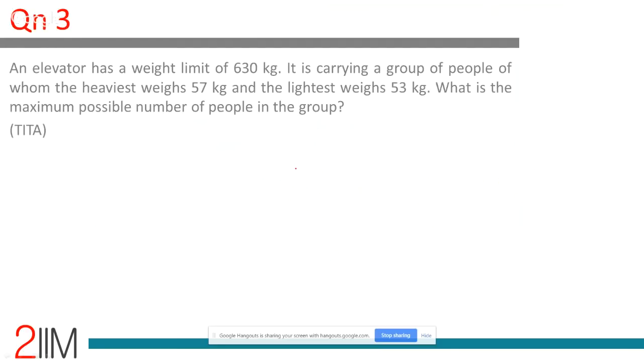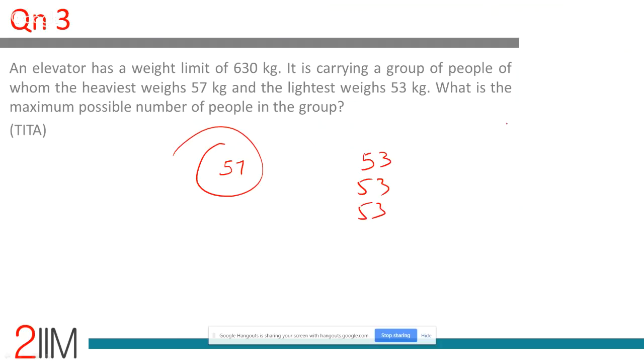Now done. Next. An elevator has a weight limit of 630 kilograms. It is carrying a group of people of whom the heaviest weighs 57 and the lightest weighs 53. What is the maximum possible number of people in the group? You want to find the maximum number of people. Keep 57 as it is. Add everybody else at 53. For the maximum number of people, each person should have the least weight possible.